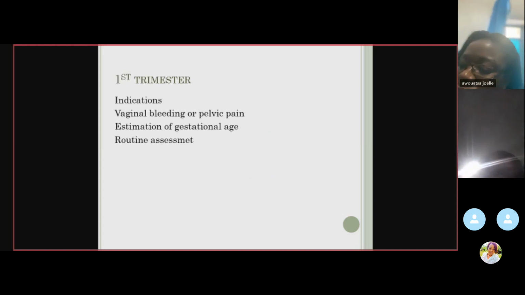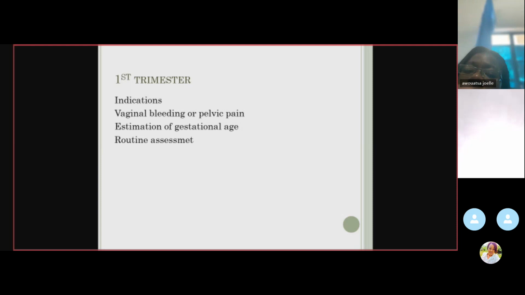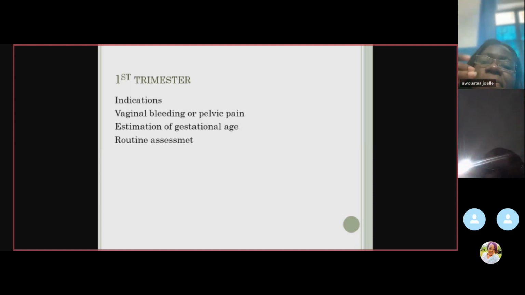So we will do the first trimester scan whenever the patient has vaginal bleeding or any pelvic pain, to estimate the gestational age and for routine assessment. Okay.